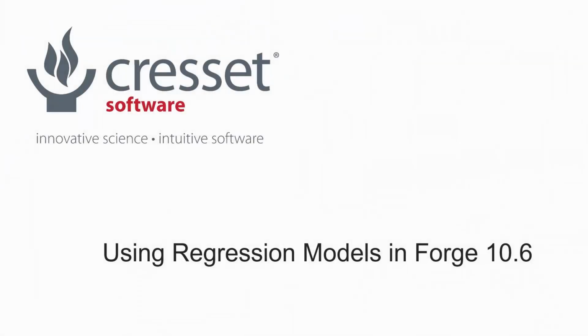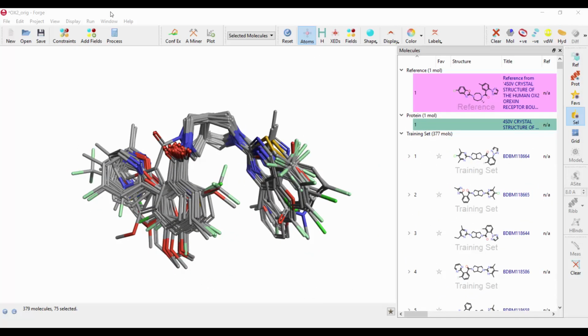In this video, I will demonstrate how to generate a QSAR regression model in Forge using machine learning methods. In Forge, I have activity data for 377 ligands of the orexin 2 receptor. The ligand conformations have been optimised to low energy poses and the ligands have been aligned.